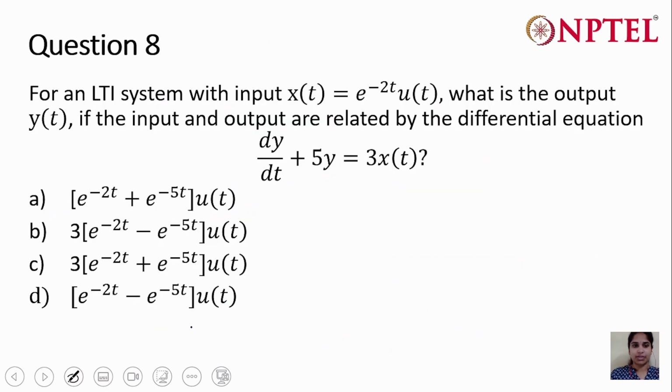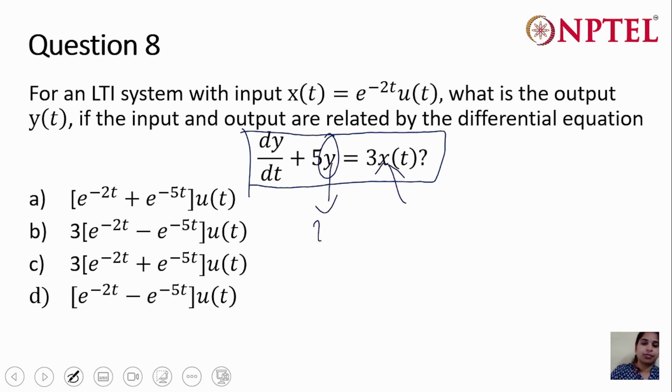Moving on to the next question. For an LTI system with input x of t is e power minus 2t into u of t, what is the output y of t if the input and output are related by this differential equation? So if you have this differential equation, we know what is x of t. We have to find what is y of t. How do we do it?